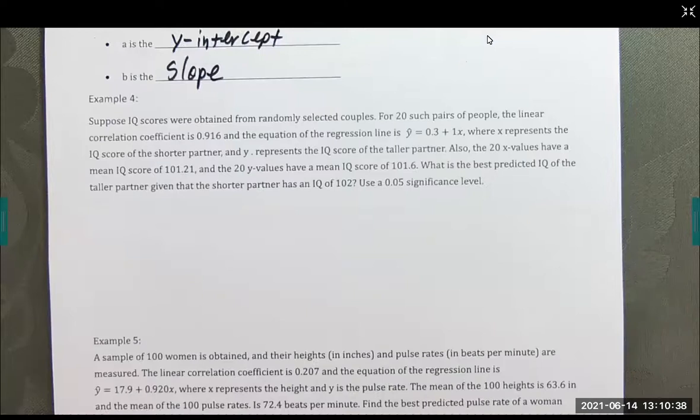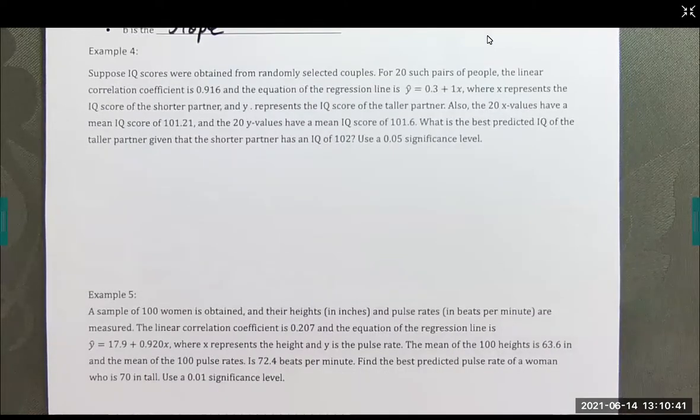So let's start a little slow here. Suppose IQ scores are obtained from randomly selected couples. For 20 such pairs of people, the linear correlation coefficient is 0.916. And the equation of the regression line is y equals 0.3 plus 1x, where x represents the IQ score of the shorter partner and y represents the IQ score of the taller partner. Also, the 20 x values have a mean score of 101.21, and the 20 y values have a mean score of 101.6. What is the best predicted IQ of the taller partner, given that the shorter partner has an IQ of 102? We're going to use 0.05 as a significance level.